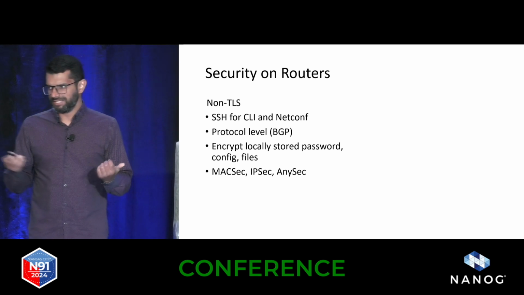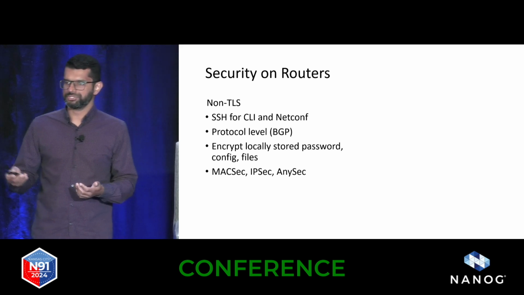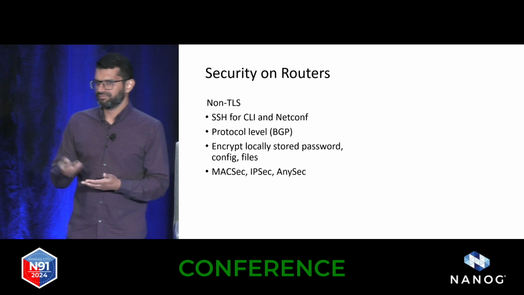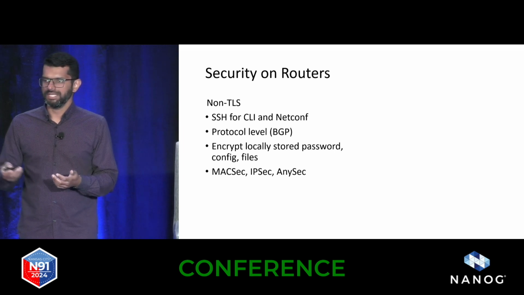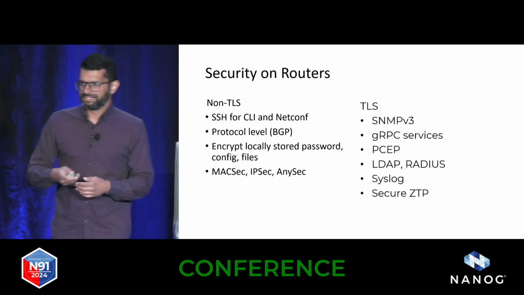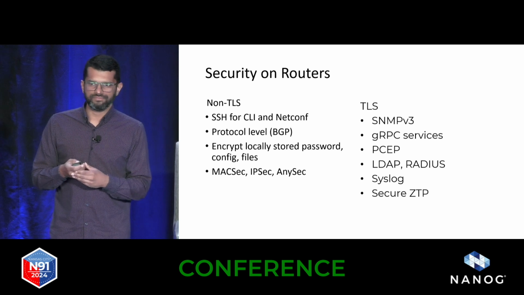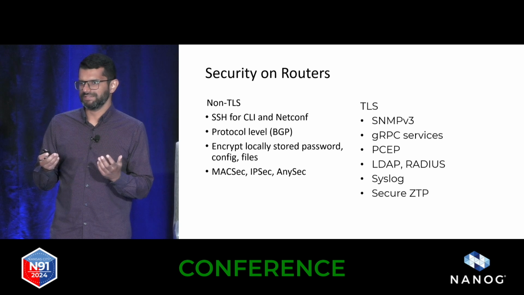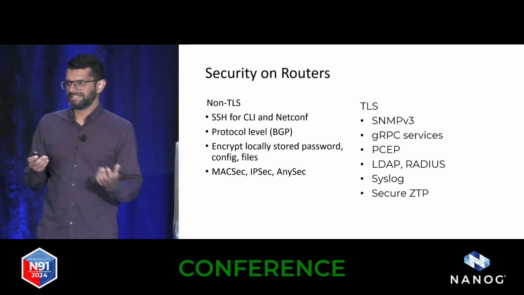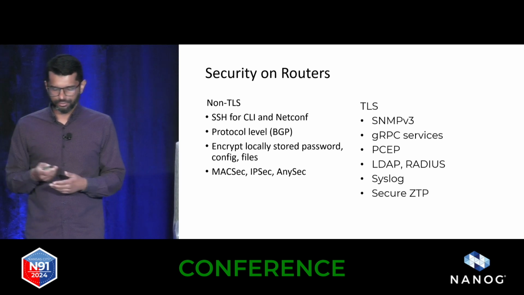And then there's data plane encryption. Most of you are aware of MACsec and IPsec, which are layer 2 and layer 3 encryption. And there is AnySec, which is coming from Nokia, which is a combination of layer 2 and layer 3 encryption. Now coming to the TLS side, there's SNMP v3. SNMP v3 has been there for quite a long time, but it's not widely deployed. And my belief is that it was not deployed because of the complexity of setting up SNMP v3 between your SNMP collector and your router.